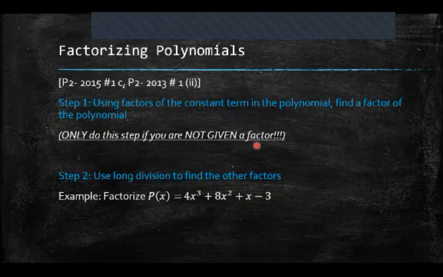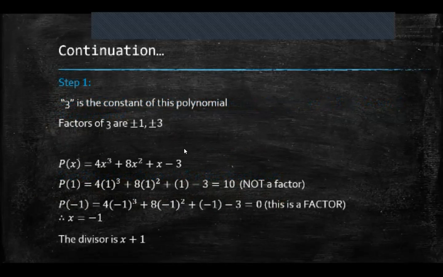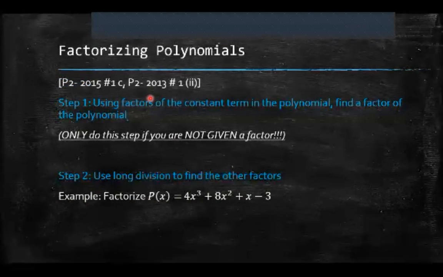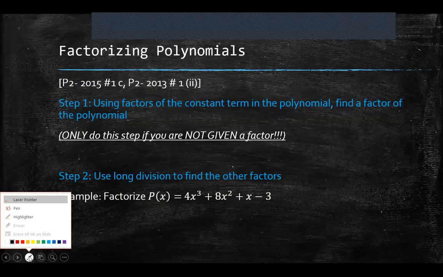You'll understand this step just now. Looking at this example, they just told you to factorize this. First thing, remember, using factors of the constant term in the polynomial, we can find one factor of the polynomial. So let me just show you real quick.